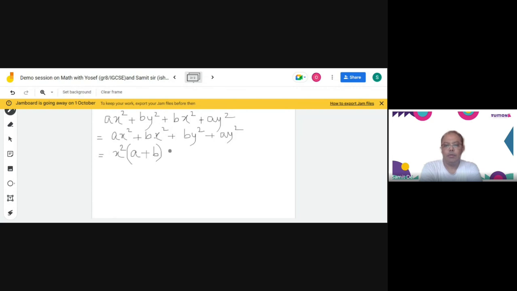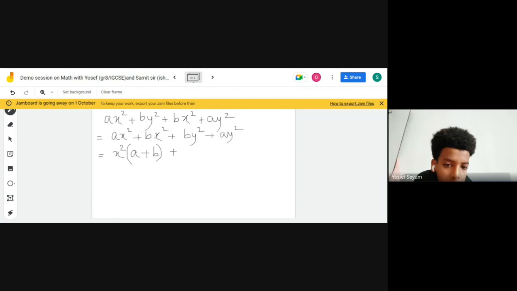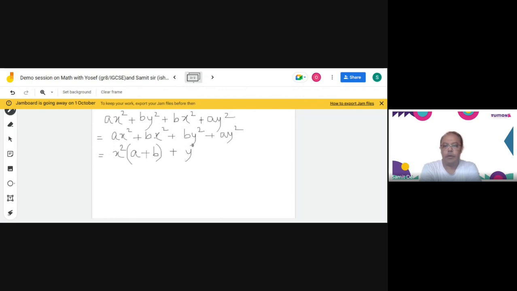Now, similarly, from the next two terms, what should we take common? Y square. Very good. And what are we left with? B plus A. Can I write it as a plus b? Yes, because they follow the commutative law. So we make it a plus b.